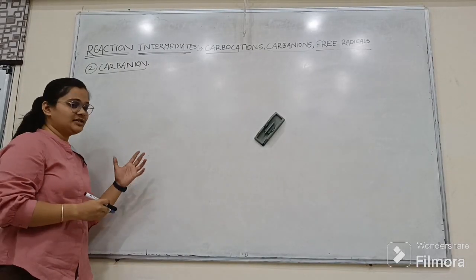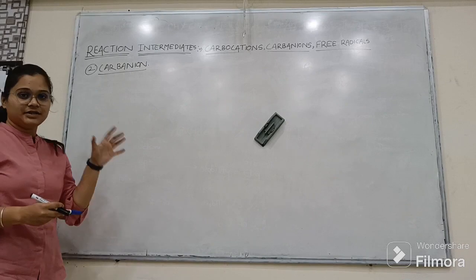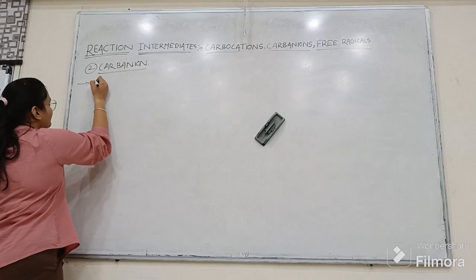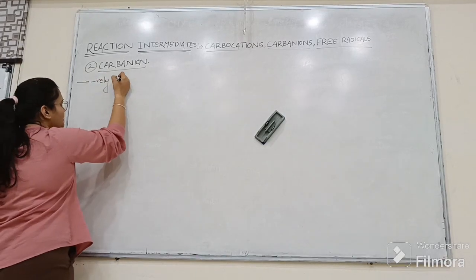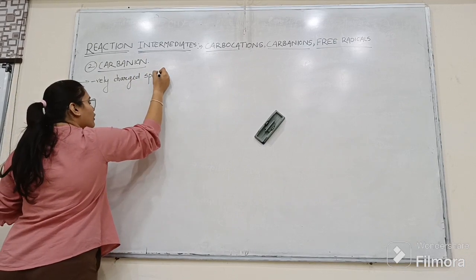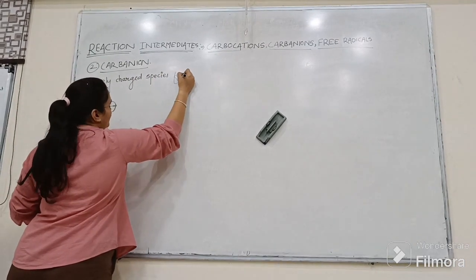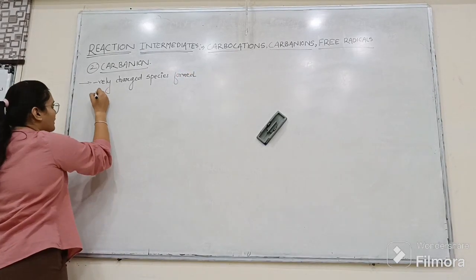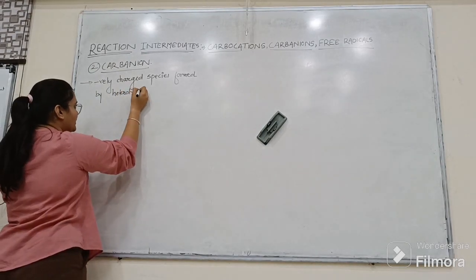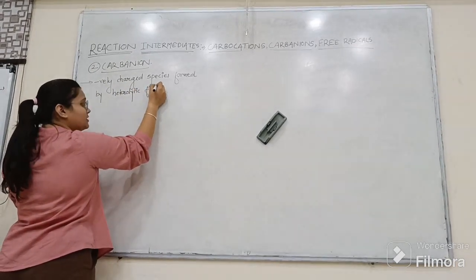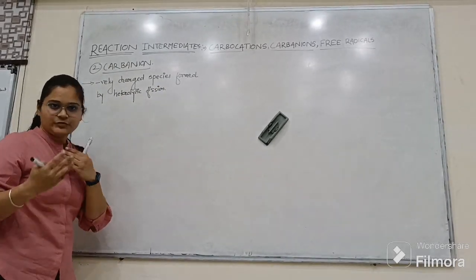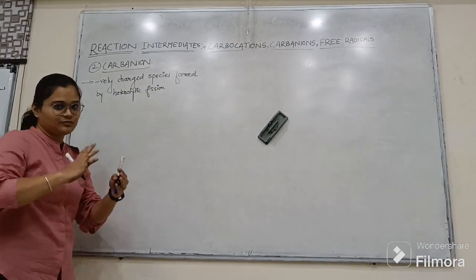Now let's begin with another reactive intermediate, that is carbanion. So now what is carbanion? Carbanion is the negatively charged species formed by heterolytic fission again. In the case of carbocation, we have discussed heterolytic fission, that is unequal distribution of electrons, and there is a formation of ions, that is positive or negative.